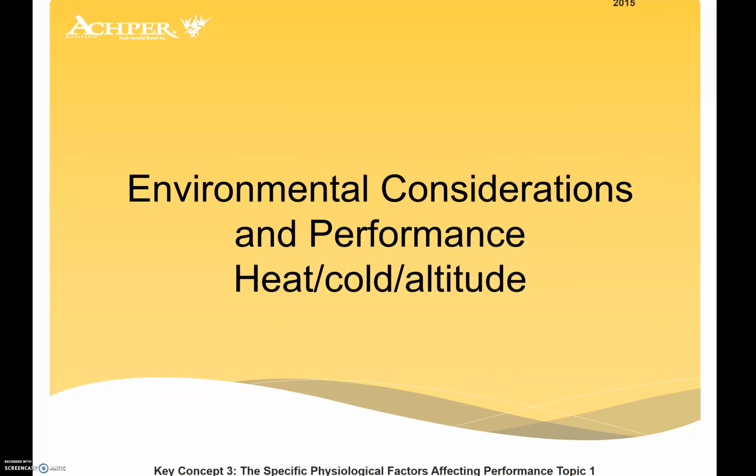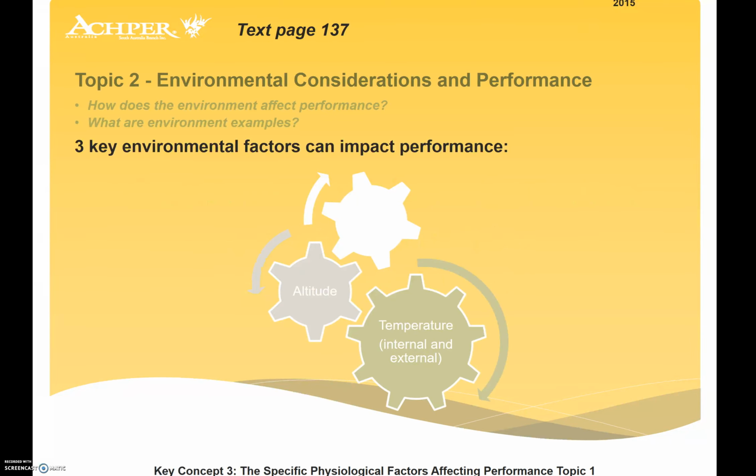Moving on to the second part of our physiological factors affecting performance, or specific physiological factors affecting performance. We'll move on now to environmental conditions and performance, so things like hot, cold, and altitude. So we start off again questioning how does the environment actually affect performance, and what are environmental examples. Key things that can impact performance are shown here: our hot and cold, our temperature, internal and external, and our altitude.